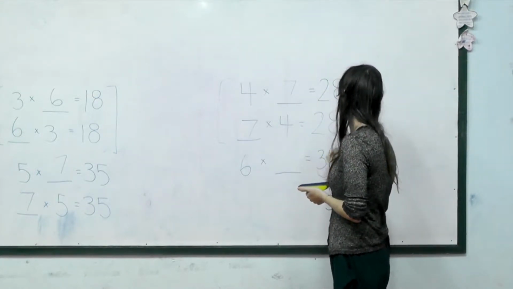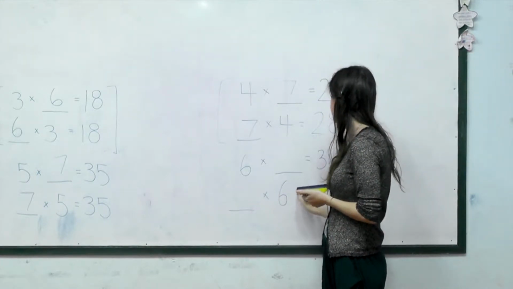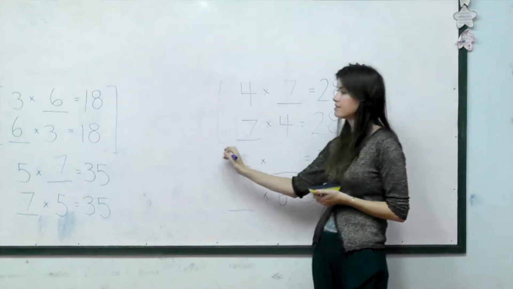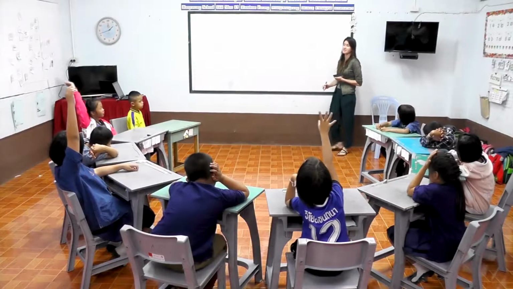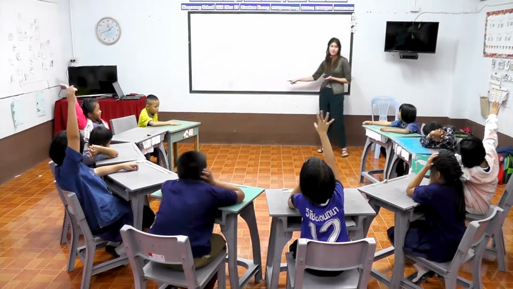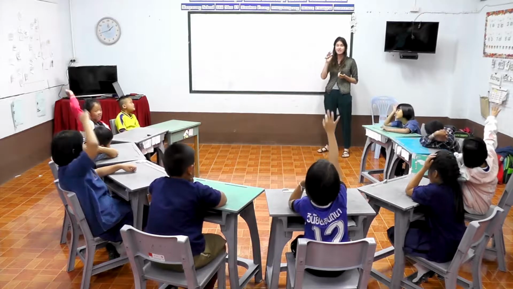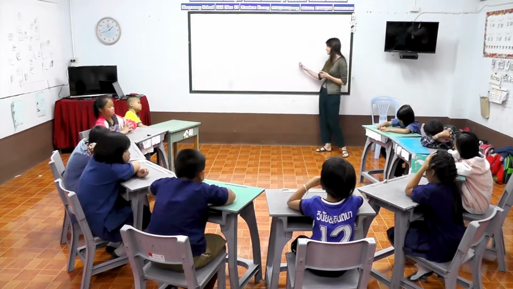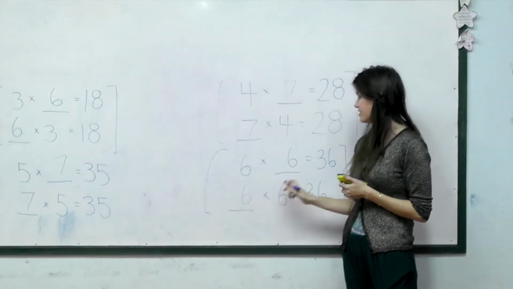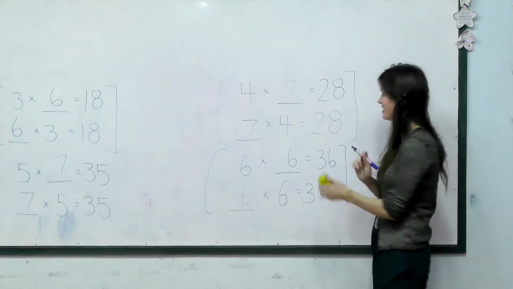6 times what number is 36? Or what number times 6 equals 36? So think about it in your mind. Got an answer? 6 times what number is 36? Or what number times 6 is 36? Okay, 1, 2, 3. Yeah, 6. 6 times 6 is 36. Are these the same? Yes. Are they exactly the same? Yes, they are.